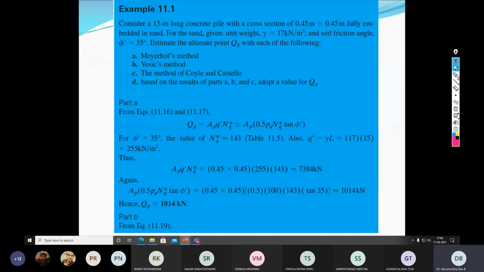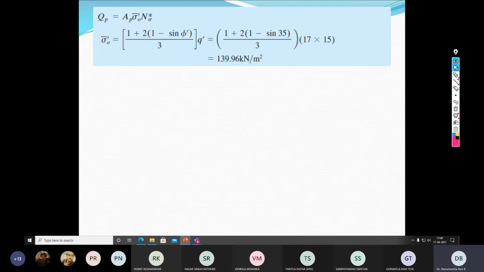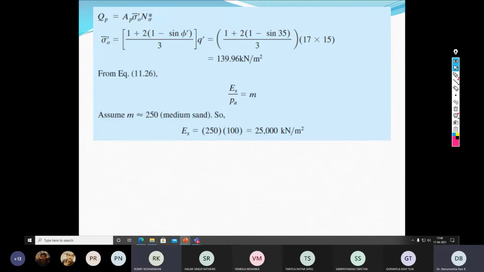In case of Vesic's method, now you are saying that if it is two different strata. Yes, sir. So for example, here in this case 15 meter. So first of all, the q dash will change. The q dash, maybe you have to take overall. So 17 multiplied by 15. For Ap. Sir, what about phi if it has two phi, two different phi values? Yes, sir. If it is two different phi values, means you have to take summation.